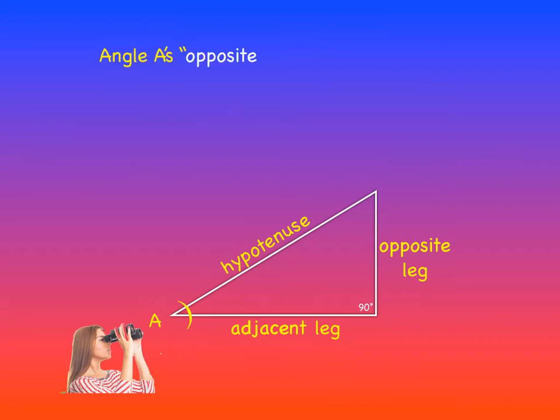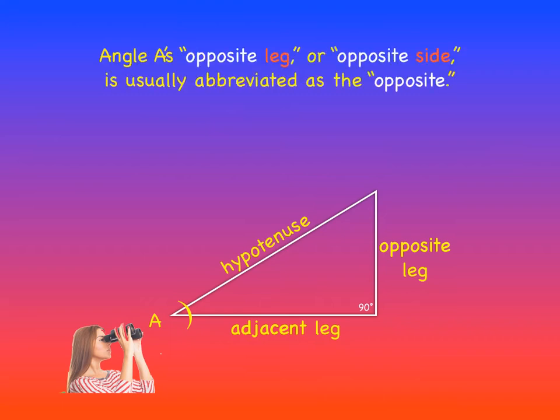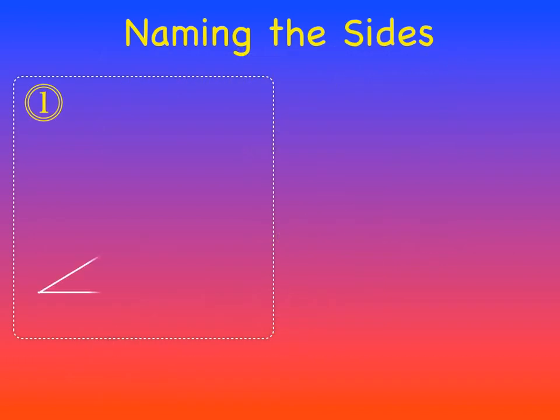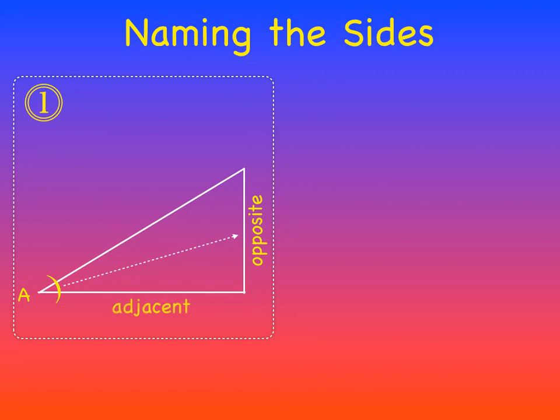Angle A's opposite leg or opposite side is usually abbreviated as just opposite. Angle A's adjacent leg or adjacent side is usually abbreviated as the adjacent. So naming the sides of a right triangle, here's angle A and there's the opposite side, the adjacent side, and the hypotenuse, with a 90-degree angle, of course.